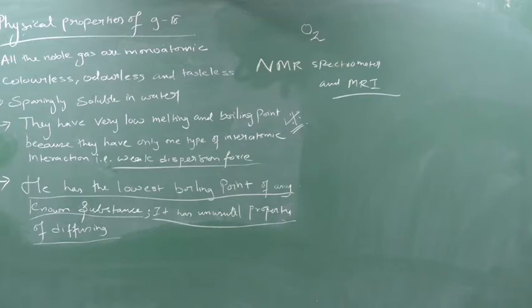Next, write down, it is used as a diluent for oxygen due to its very low solubility in blood. Next, neon gas is used in fluorescent bulbs for advertisement purposes. Next, write down, neon bulbs are used in greenhouse plants.